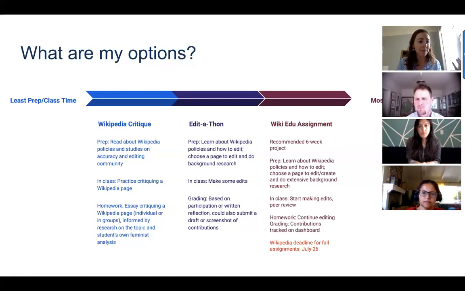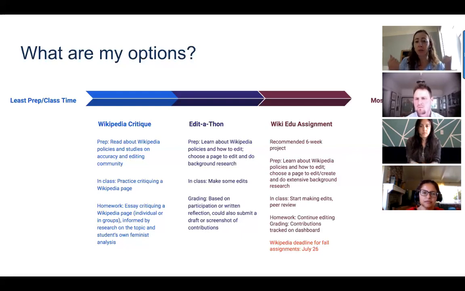And maybe this could be tied into other critical studies content in a class. And then in class, maybe you practice critiquing a Wikipedia page together. Who's included here? Who's not included? Is there any bias in how this person's work is talked about? What else would you include? What other research can you do to see what's missing from this page? And then maybe their homework is just an essay critiquing a new Wikipedia page that they find.